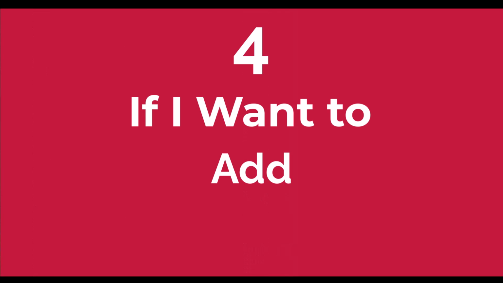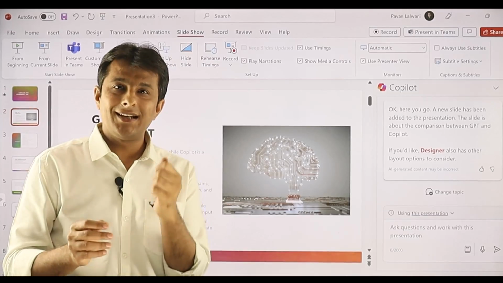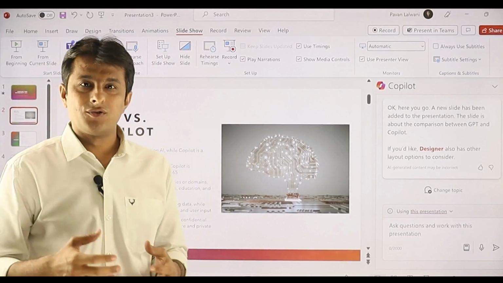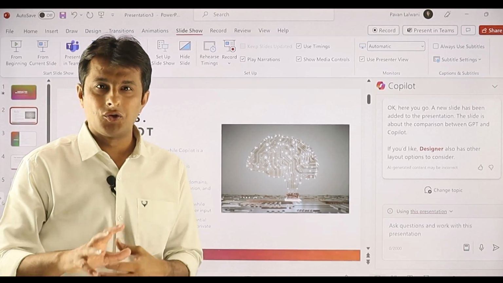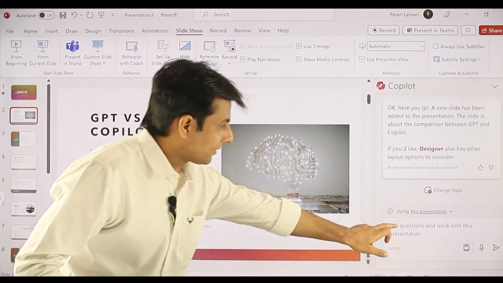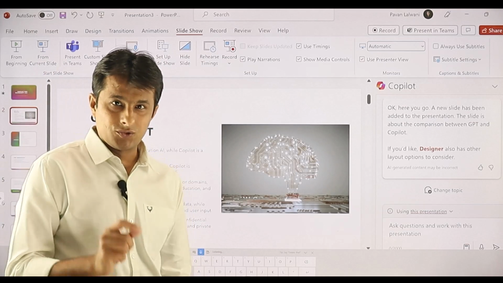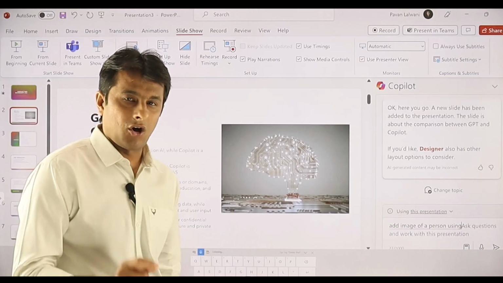If I go to the next topic, the fourth topic, if I want to add an image about something, I can still ask it to add an image. For example, add an image about a person using GPT in the office. Okay, so let's try. I'll click here and I'll type here: add image of a person using ChatGPT in the corporate company.